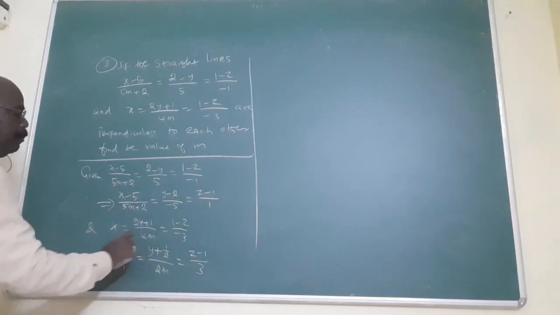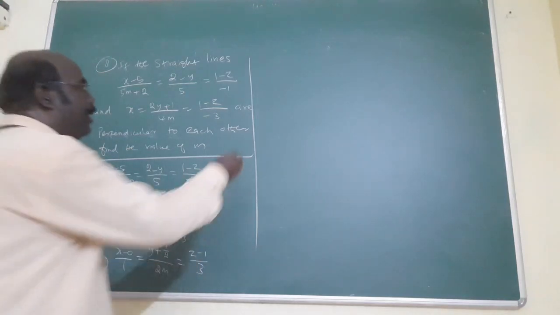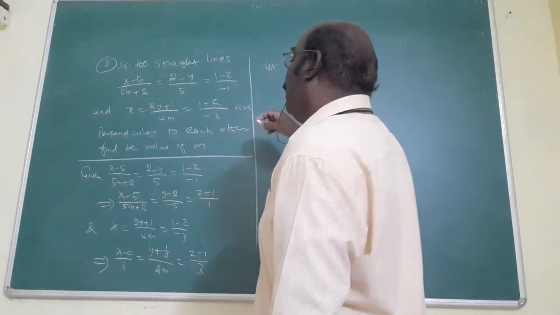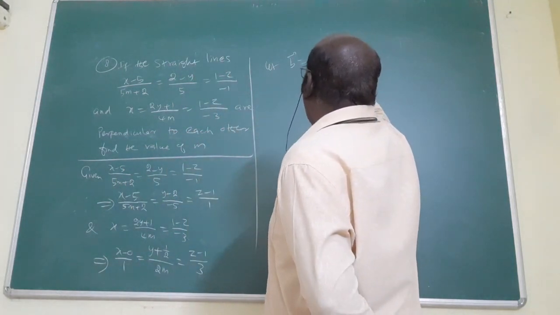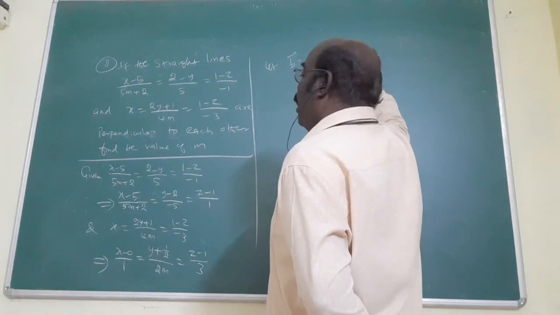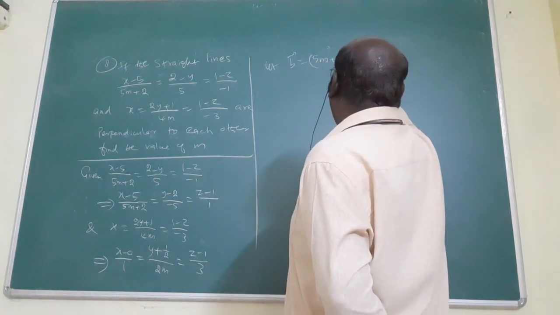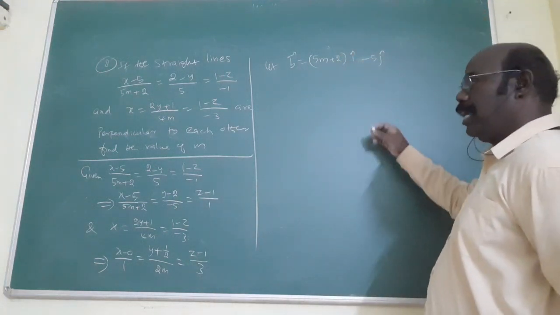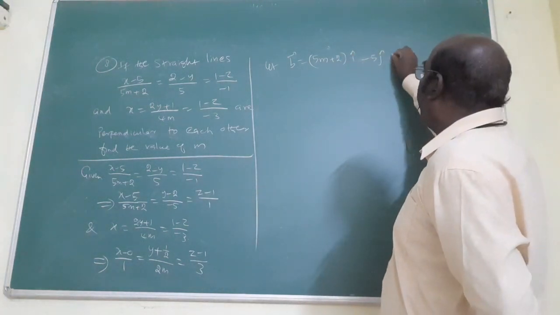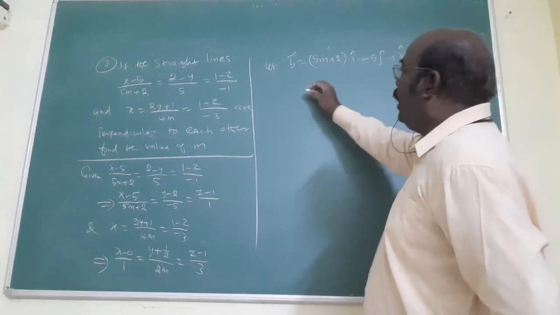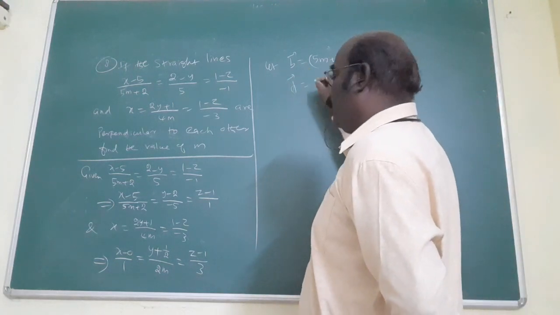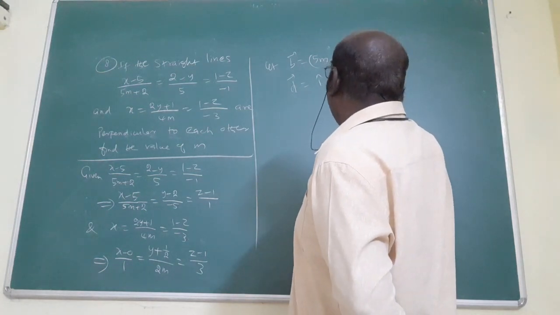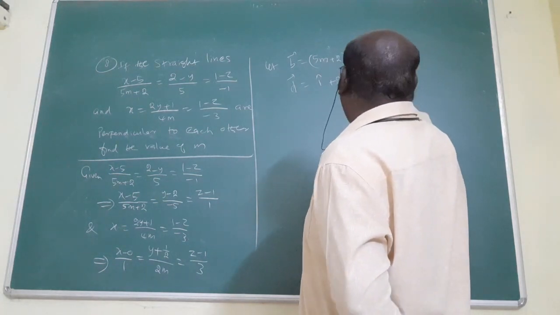Let it be b vector, d vector. Therefore, let b vector equal to the denominator, what is it? (5m plus 2) i cap plus next, minus 5 j cap, last one plus 1 k cap. Am I right? c vector equal to next one, 1 i cap plus 2m j cap plus 3 k cap.